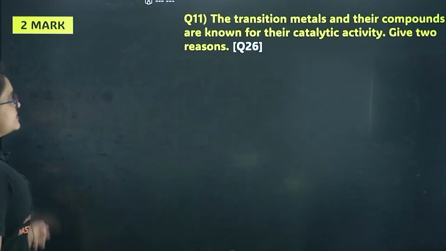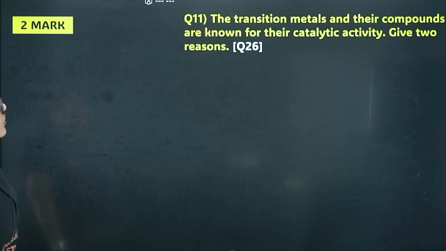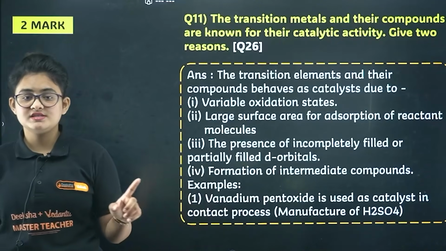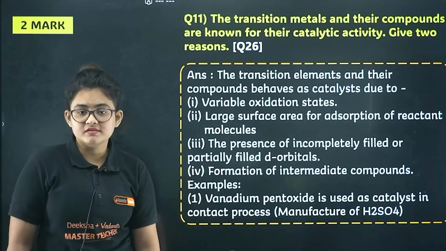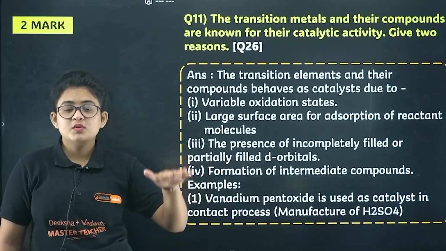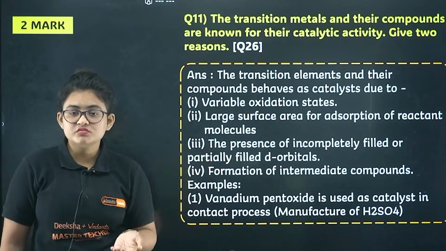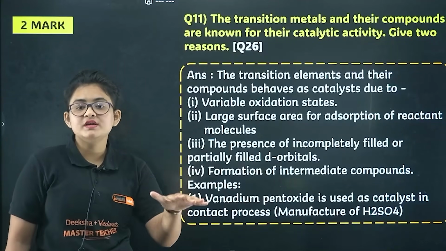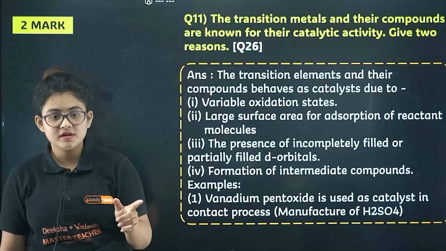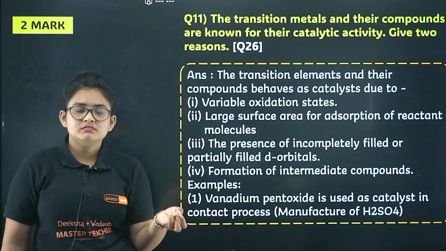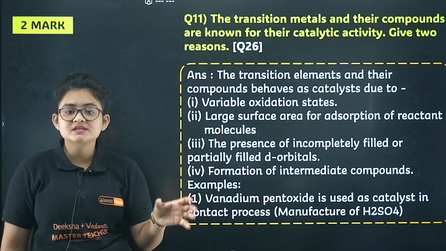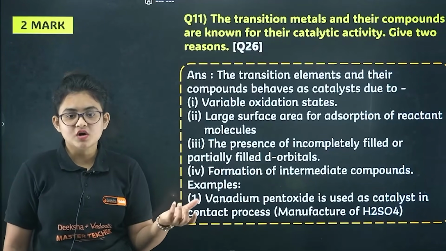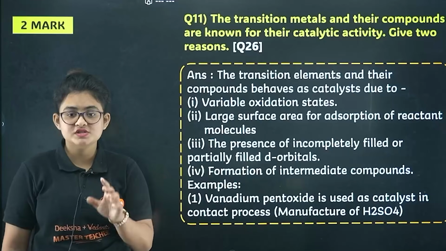Okay. Proceed. The transition metals and their compounds are known for their catalytic activity. Give two reasons. First reason is variable oxidation state. So many oxidation states they have. Next, surface area. They provide a large surface area for the adsorption of reactant molecules. Next, the presence of incompletely filled d orbitals. It's very important. Next, they can form very stable intermediate compounds, like vanadium pentoxide we use in the contact process for the manufacture of H2SO4 just because of that.